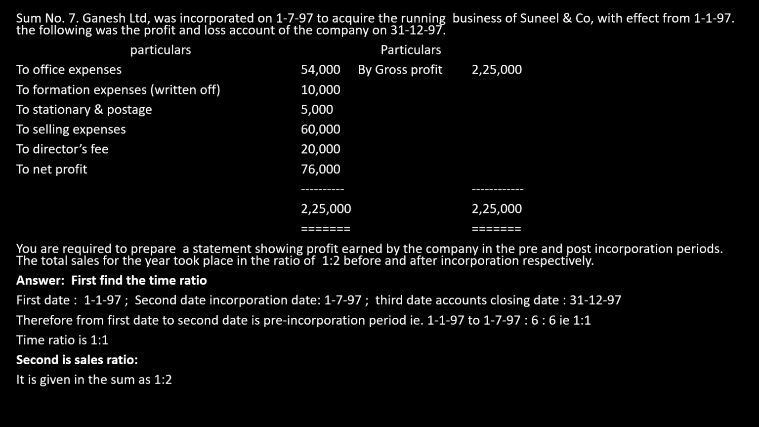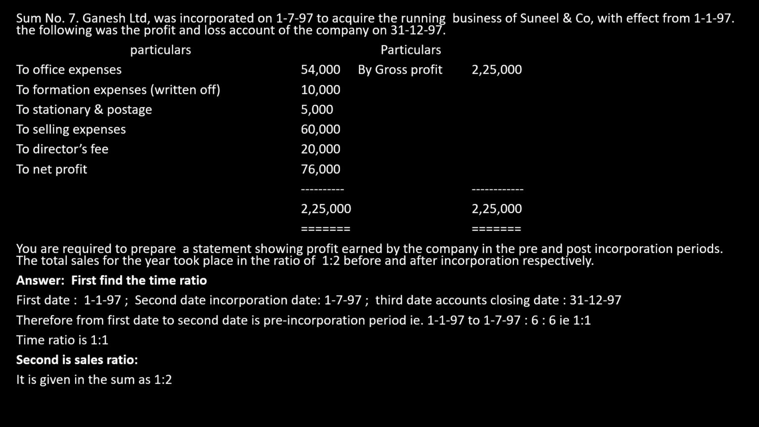Then afterwards 7, 8, 9, 10, 11, 12. So after the incorporation, there are another 6 months, which means 6:6, that is 1:1. That will be your time ratio. Then second, the sales ratio is already given in the sum as 1:2. No need for you to do any calculation for that. That is the first step in your answer.